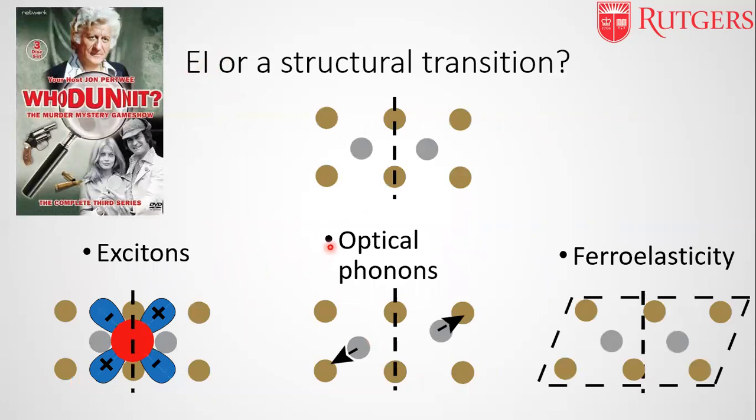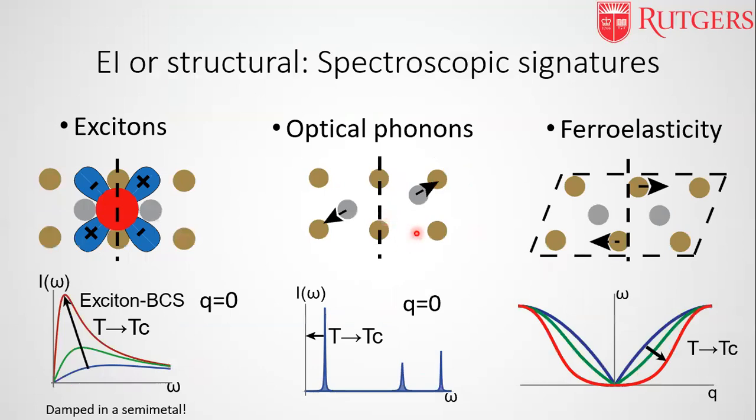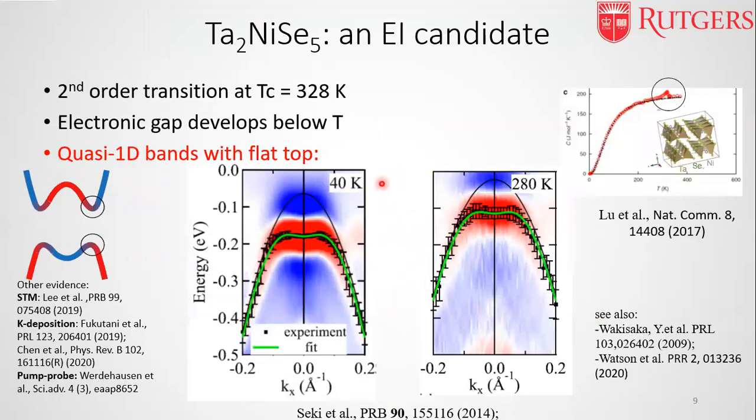Because the same precise signatures will be provided by a structural transition that can be driven by optical phonons or acoustic modes. That means that's a ferroelastic transition. So the question is, who done it? And the answer that I will try to present to you is that the answer lies in the dynamics. Excitons in the semi-metal are overdamped, optical phonons are supposed to be sharp modes, and ferroelasticity occurs by softening at finite momenta. So the particular candidate material that we have studied has a second order transition at 128 Kelvin.